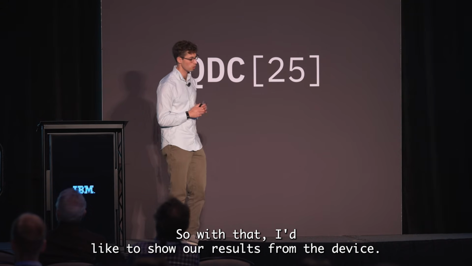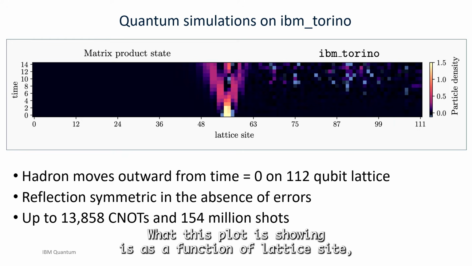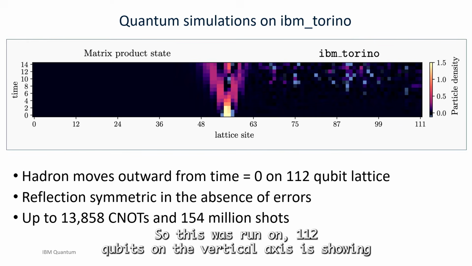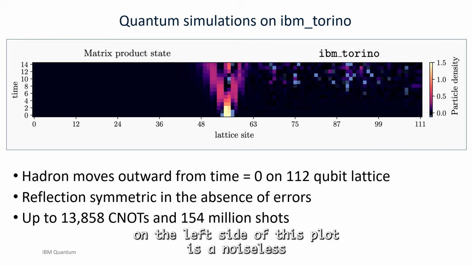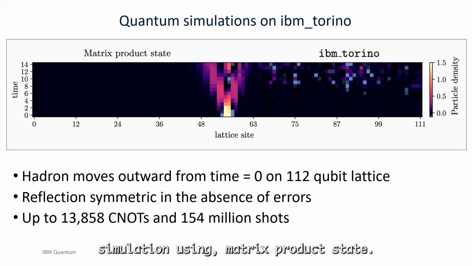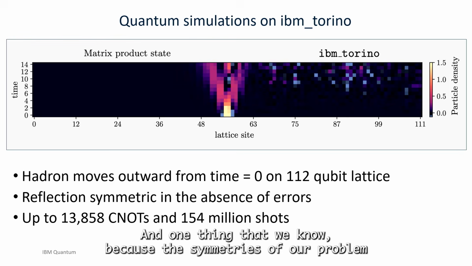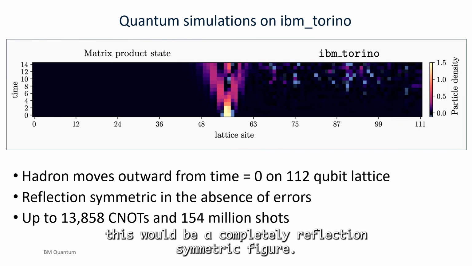OK, so with that, I'd like to show our results from the device. These were run on IBM Torino. What this plot is showing is, as a function of lattice site, which you can think of as qubit, so this was run on 112 qubits. On the vertical axis is the simulation time. And the colors indicate this particle density. On the left side of this plot is a noiseless simulation using matrix product state. On the right side of the plot is the results from IBM Torino. And one thing that we know because of the symmetries of our problem is that if we didn't have any errors, this would be a completely reflection symmetric figure.